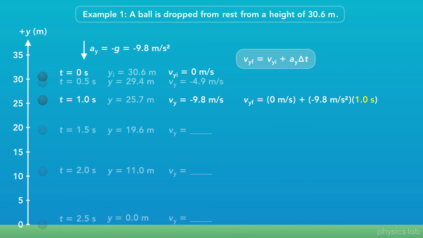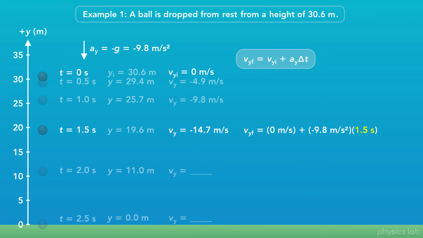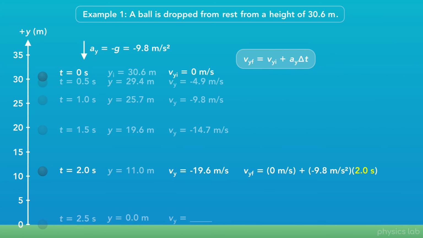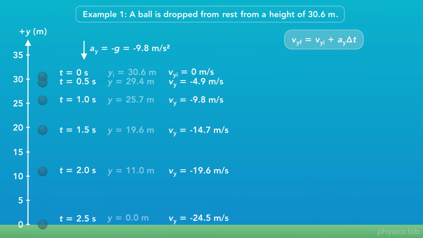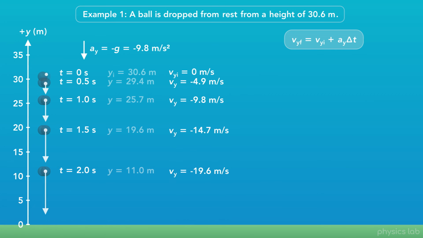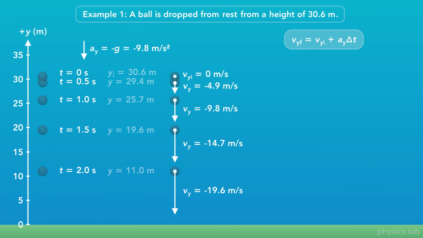At 1 second, the velocity is negative 9.8. At 1.5 seconds, it's negative 14.7. At 2 seconds, it's negative 19.6. And at 2.5 seconds, it's negative 24.5. So that's the velocity of the ball at each time point. Here's what the ball's velocity vector would look like from 0 to 2 seconds. The velocities are negative because they point in the negative y direction.